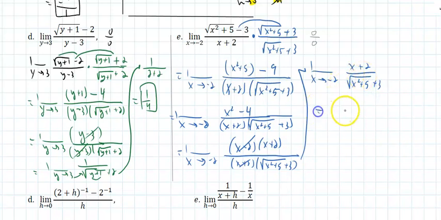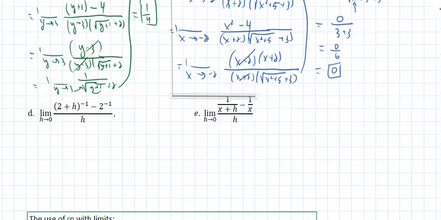If you replace x by negative 2, that's negative 2 plus 2, which is 0. And negative 2 in there will give me a 4. 4 plus 5 is 9. Square root of 9 is 3 plus 3. So I get 0 over 6. 0 over 0 is undefined, but 0 over any non-zero number is 0.